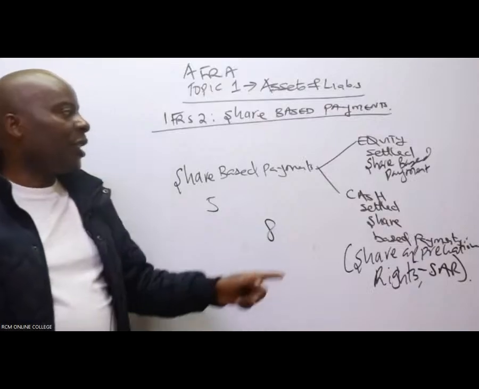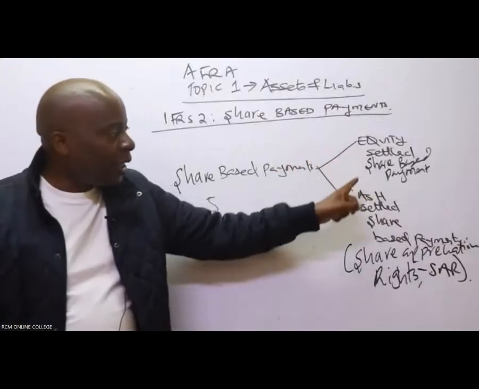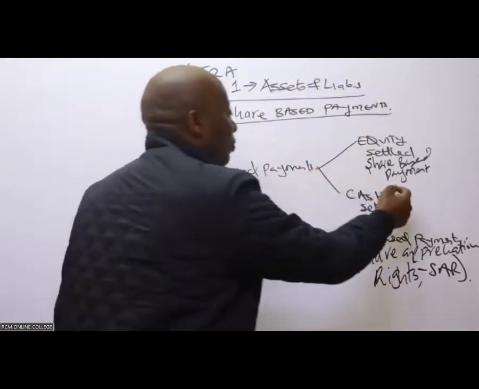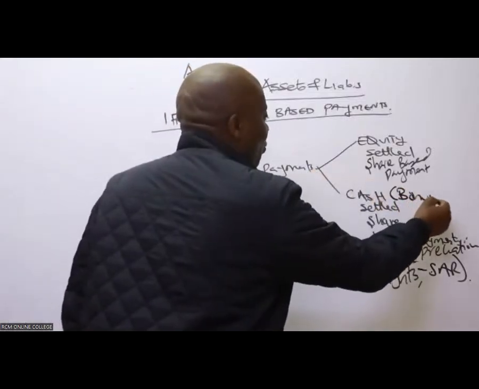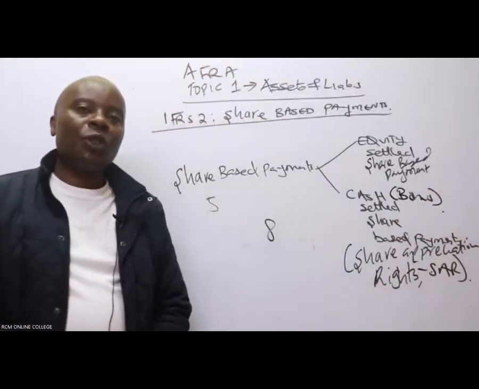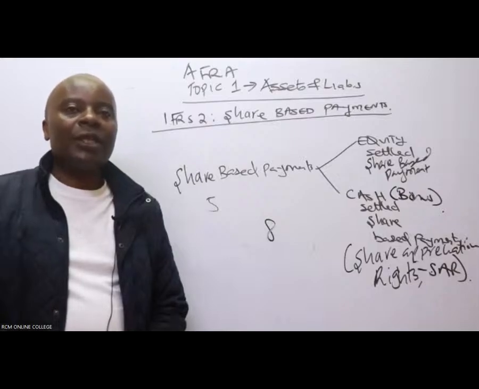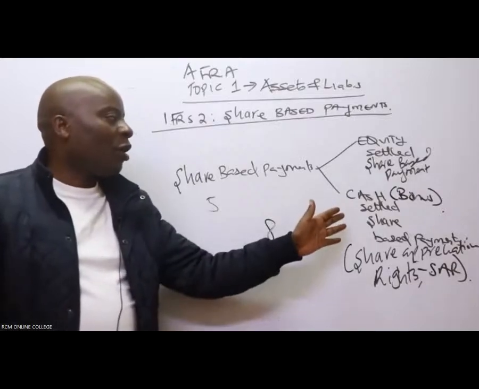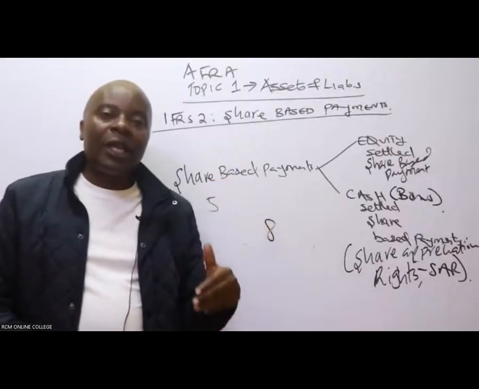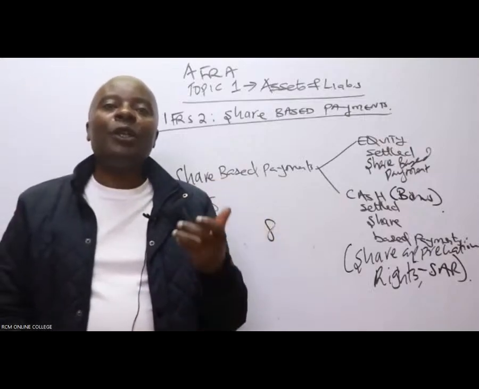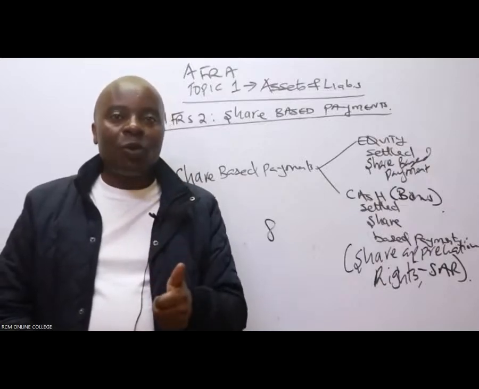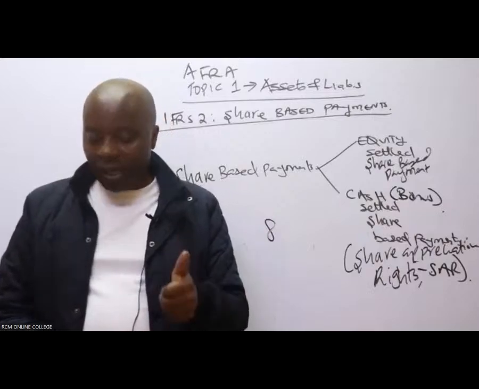So basically here we are giving you ordinary shares, and here we are giving you a cash bonus. We shall give you bonuses there, cash settled share-based payments. So then the question that arises is, if you're going to give us cash, why are we accounting for this under share-based? It's because the bonus we are going to pay you is pegged on share price.